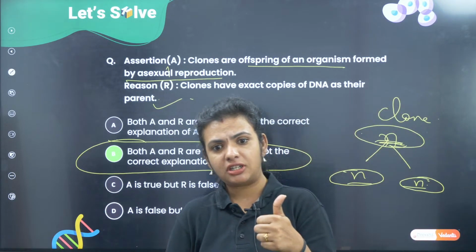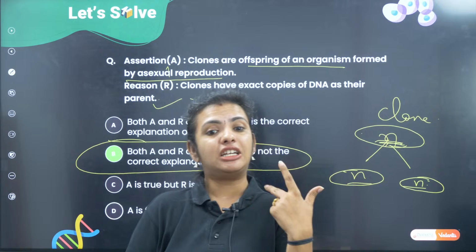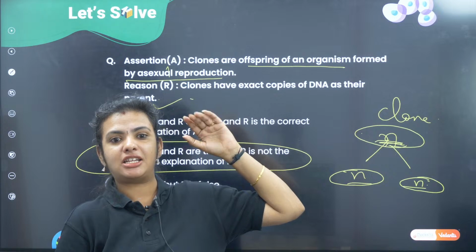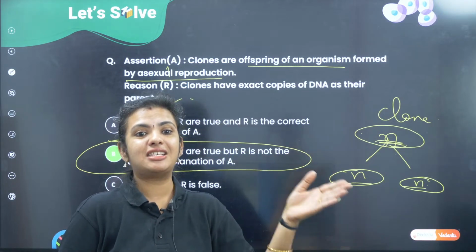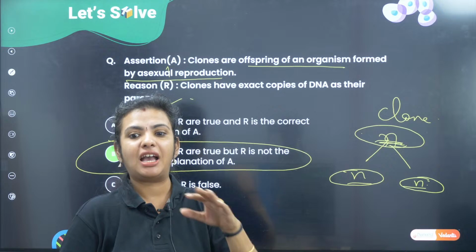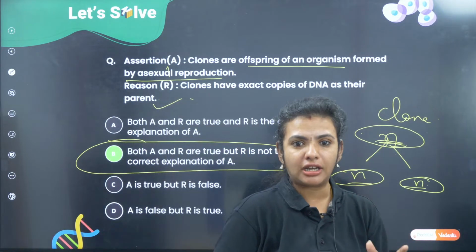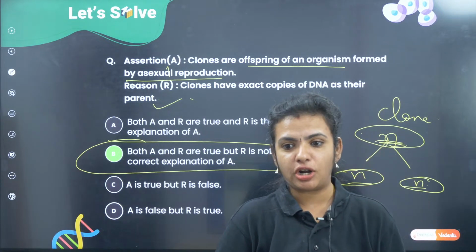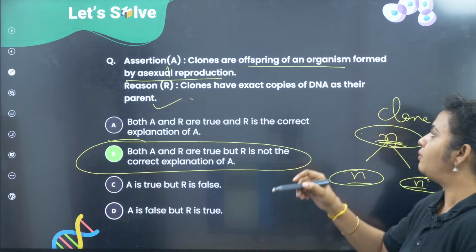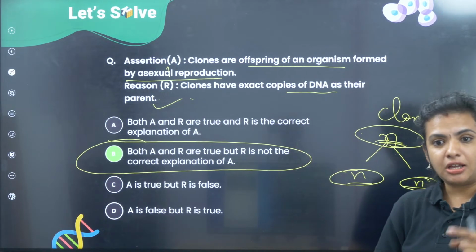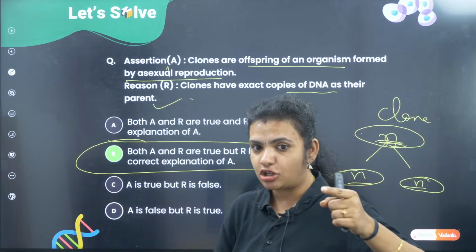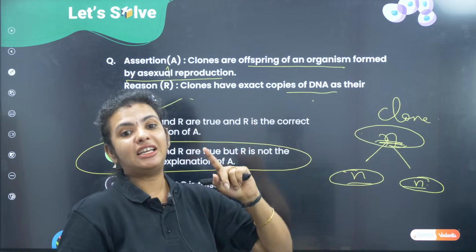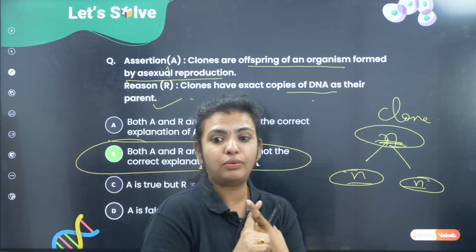Is it binary fission? Is it fragmentation? Is it budding? Or which mode of reproduction did this organism go through to have an exact copy of their DNA? They have just in general spoken about clones. So the first one is talking about asexual reproduction. The second one is talking about the DNA. Okay, please get this in mind. The first one is talking about asexual reproduction. The second one is talking about DNA. So there is no link between the two.